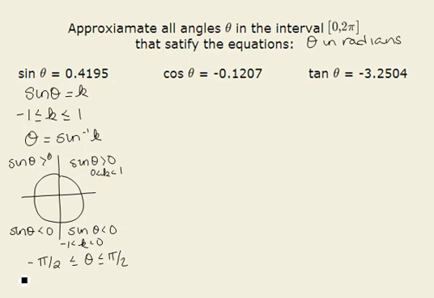If we took our calculator and looked at the sine inverse of 0.4195, we would get a result of 0.43 radians, rounding to the nearest 1/100th of a radian. That would give us our quadrant 1 angle that approximates 0.4195 when we take the sine of it. We are now asked to find our quadrant 2 angle.